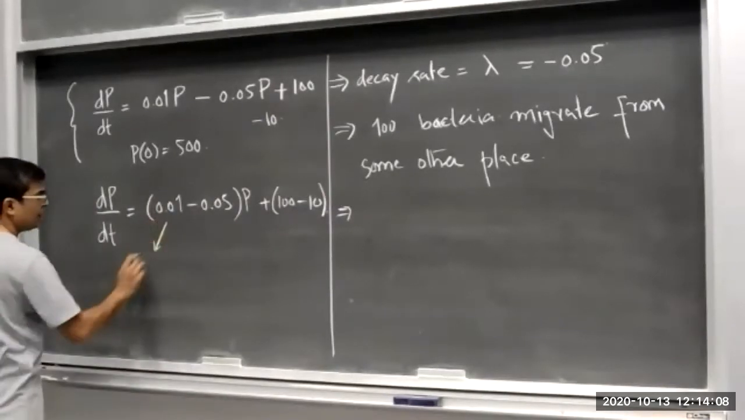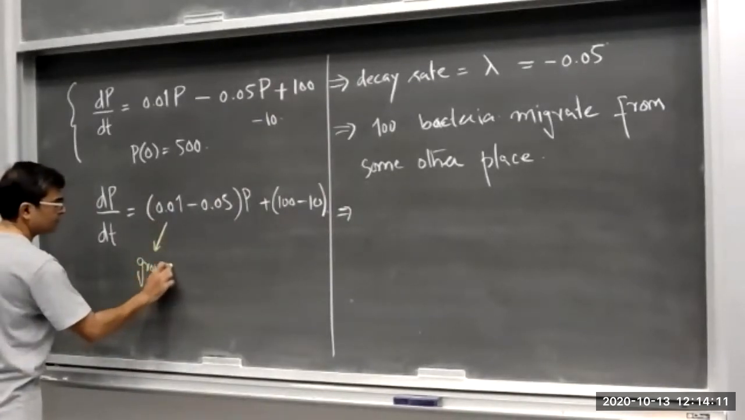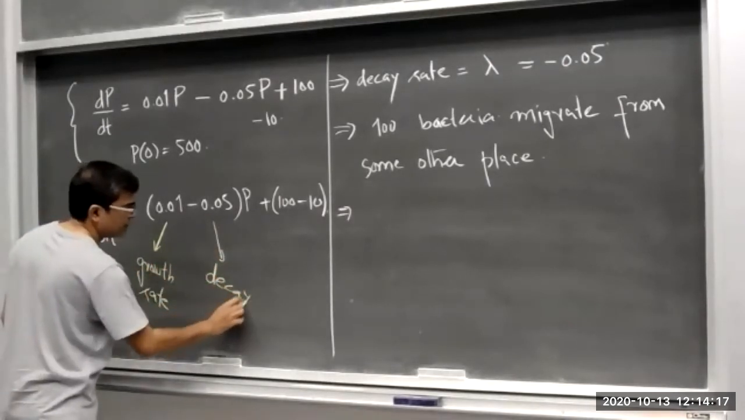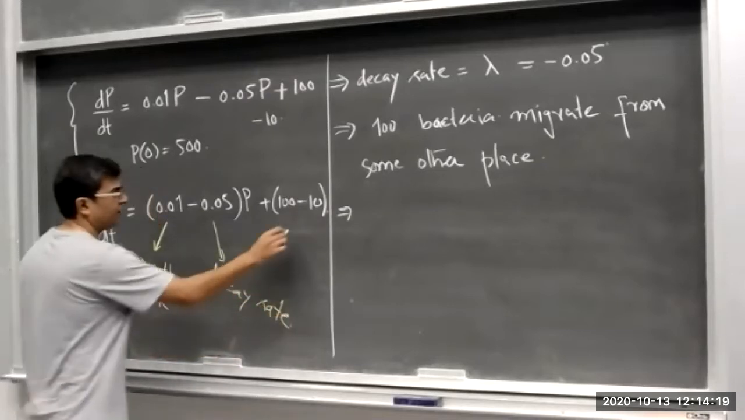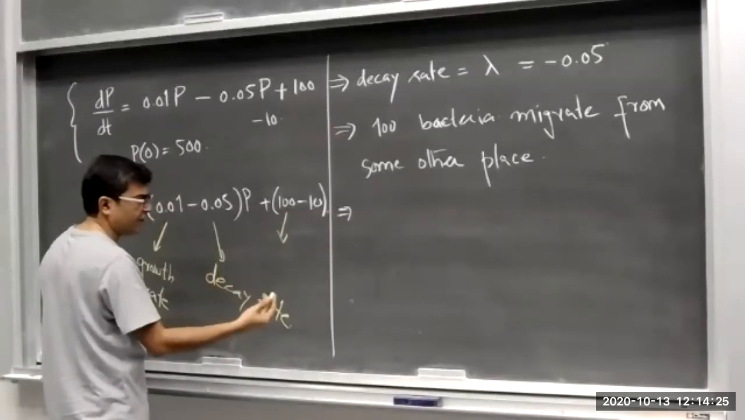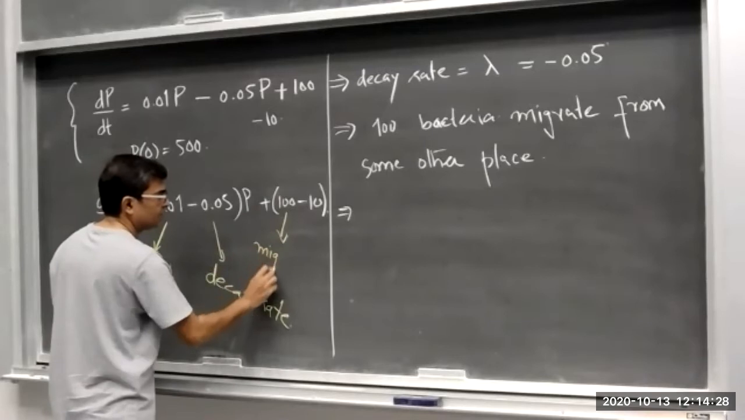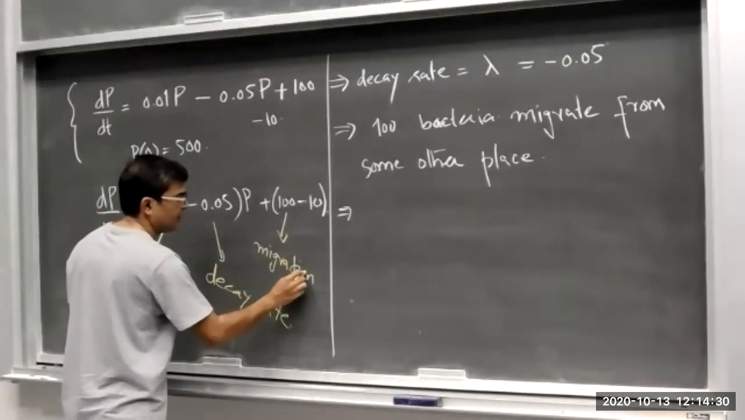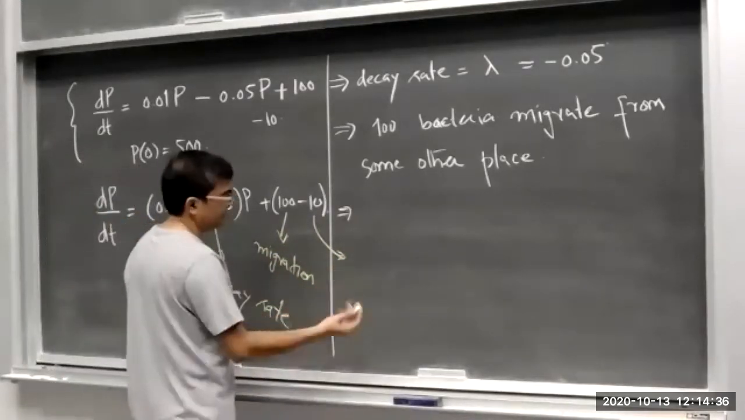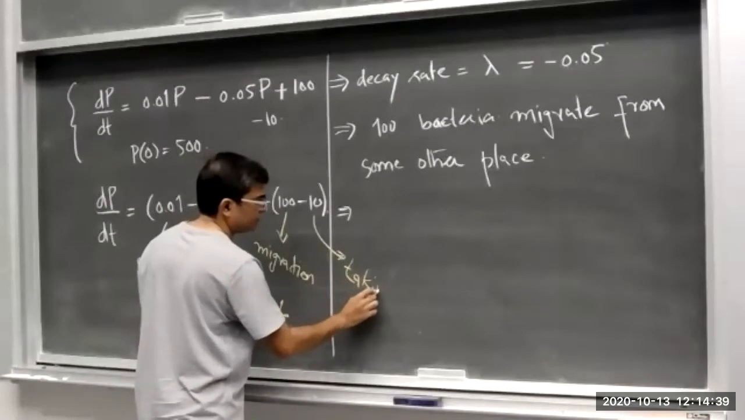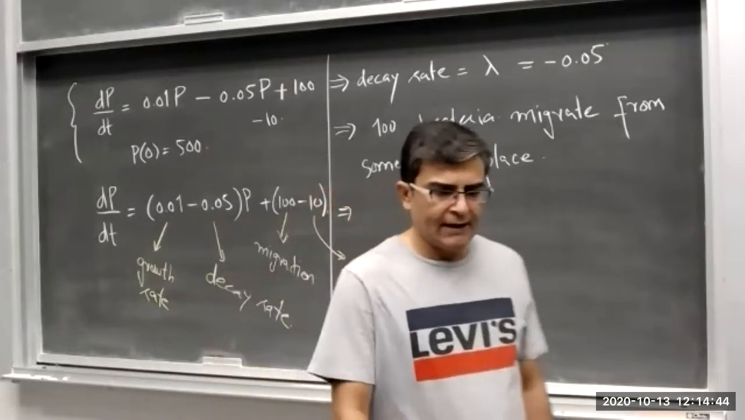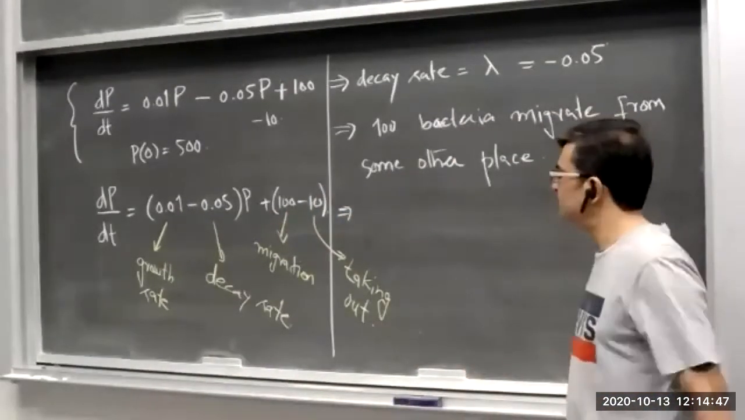This is your growth rate. This is your decay rate. And this is basically some migration factor, 100 bacteria. And this is what you are taking out of that container. I hope you get it. If you have any question, you can ask me.